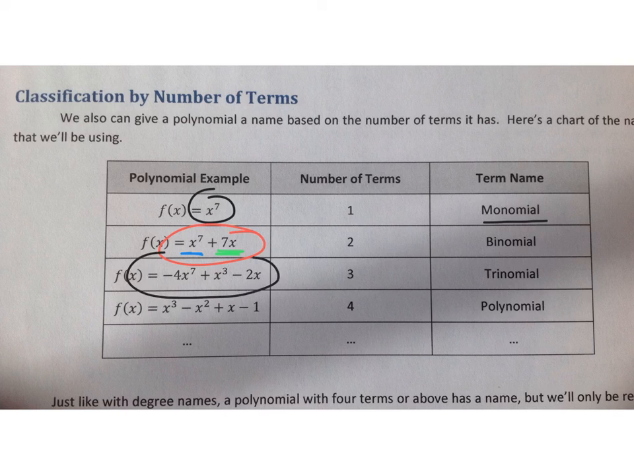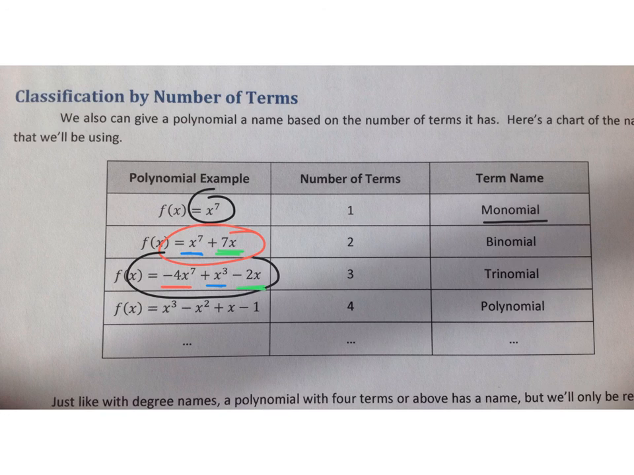Here we have three terms. -4x to the 7th is one term. X cubed is another term. -2x is the third term. That's a trinomial. After that, they're just polynomials. If you have 4 terms, 5 terms, 6 terms, they're all polynomials.